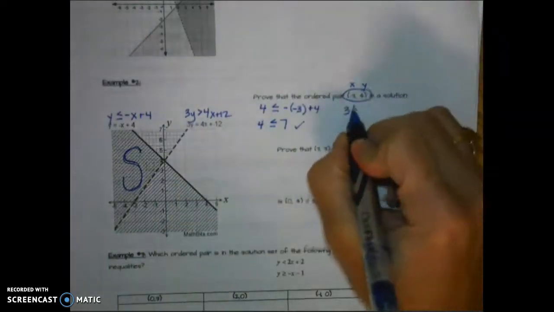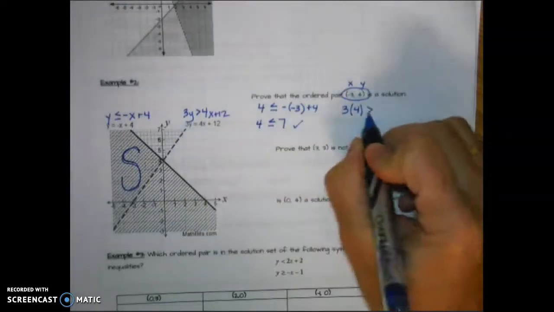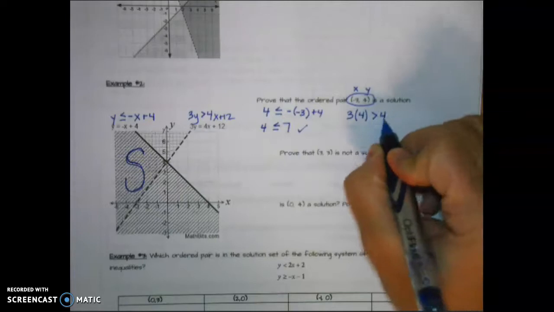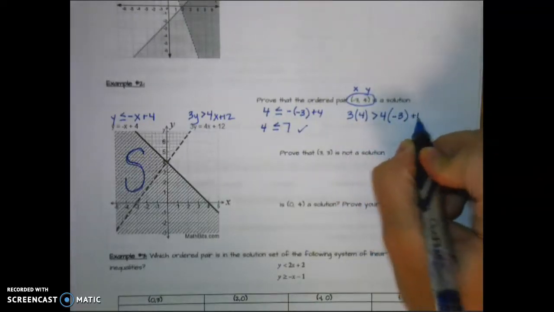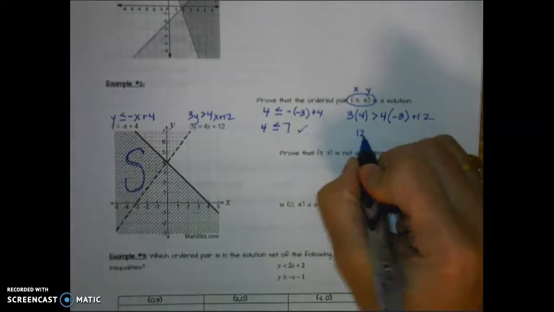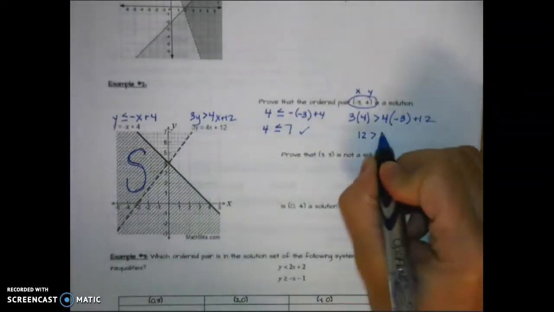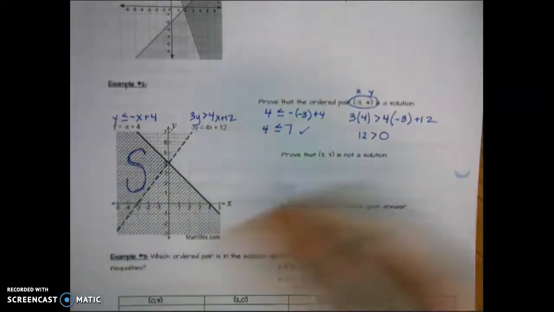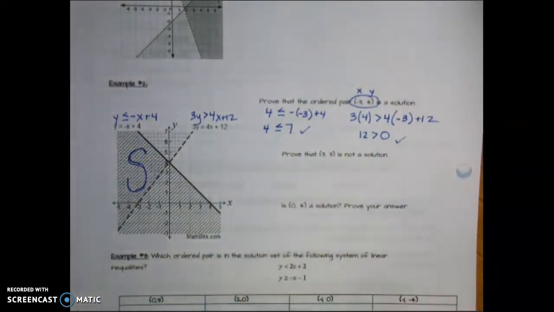So 3 times y, or 3 times 4, is greater than 4 times x, so I'll replace x with a negative 3, plus 12. Okay, let's simplify. 3 times 4 is 12, is greater than 4 times negative 3, which is negative 12, plus 12 is 0. Is 12 greater than 0? Yes. So it's true for both inequalities.